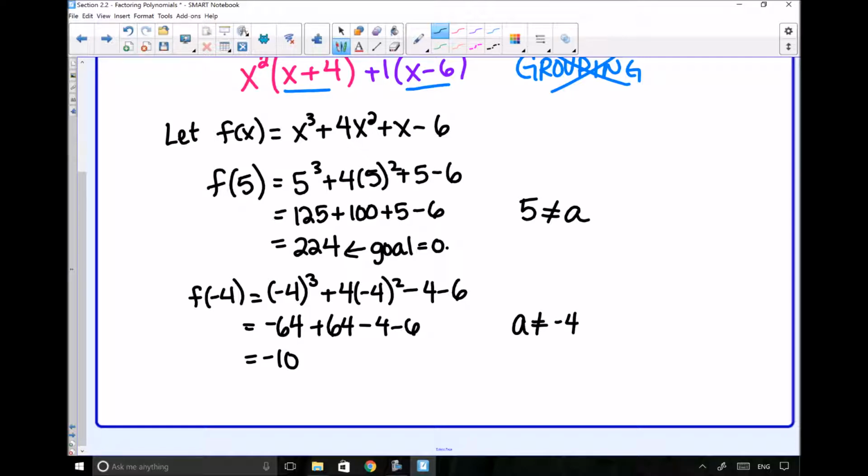Well, there are infinite values that a could be, so how is this theorem useful? If I just go through and try a bunch of numbers, I might not ever get anywhere near the number that I want.